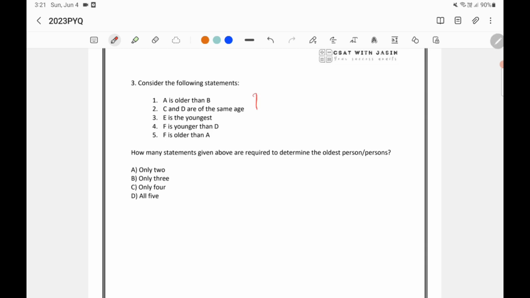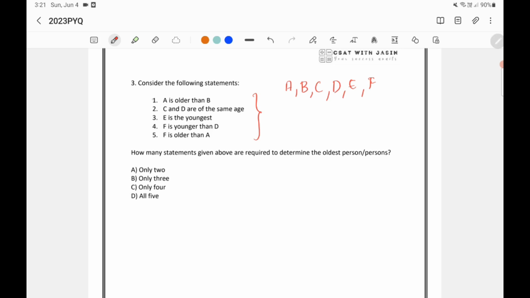So if you analyze these statements, you can see that there are 6 persons here. A is there, B is there, C is there, D is there, E is there, and F is there. So among these 6 persons, we need to see who is the oldest, right? So here I will tell you a trick. Let's see how many statements are required to answer this question.